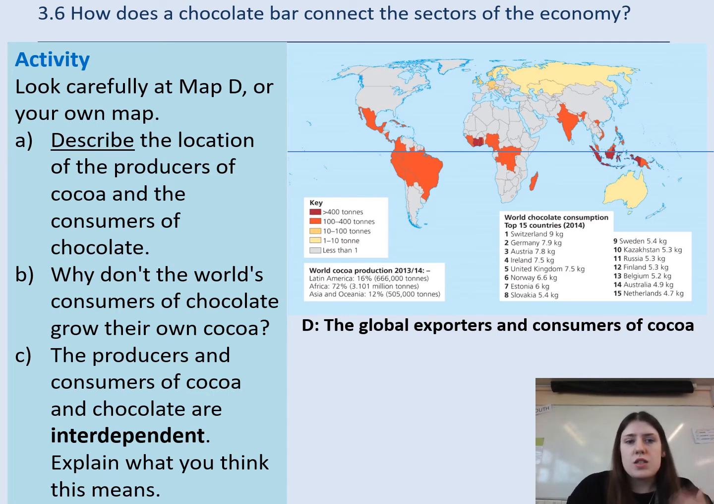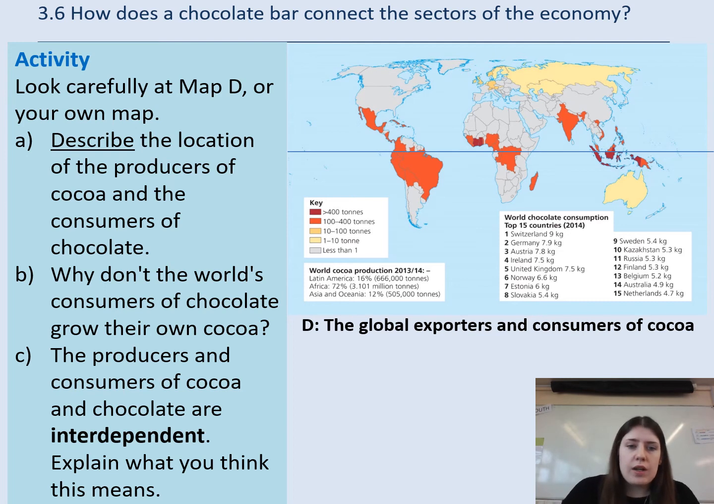When looking at the 3 questions, just to quickly go through them so you know what you're doing. With A, it's describe the location of the producers of cocoa and the consumers of chocolate. You don't need to say why you think they're in that location, you just need to say where they are. You can use continents, country names, anything like that, north, south, east or west, to describe where they are. I've also put a line through which shows you where the equator is.